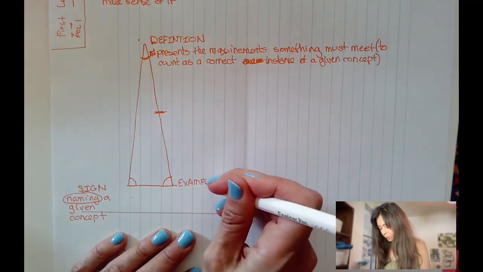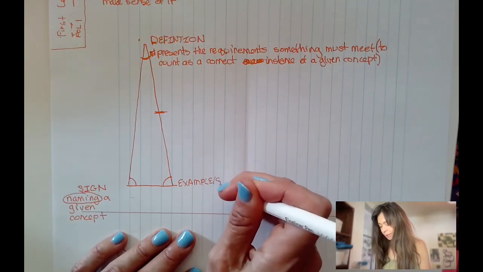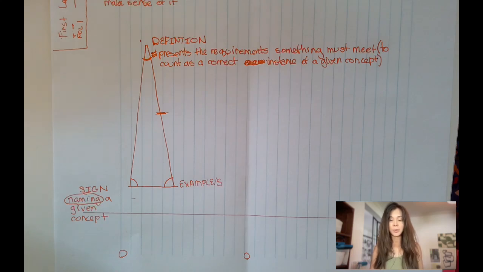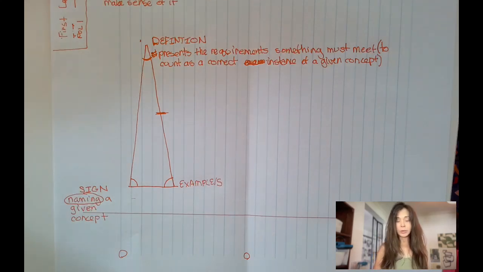So I want you to write example, and then I want you to put an s, because for some concepts, according to some people, there's only one thing that counts as an example. But for some concepts, there could be multiple things, multiple instances of reality that go along with how a concept is defined according to its name.